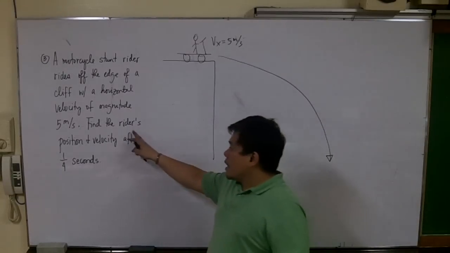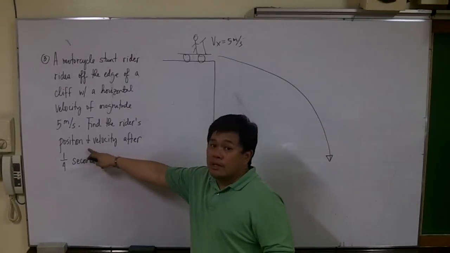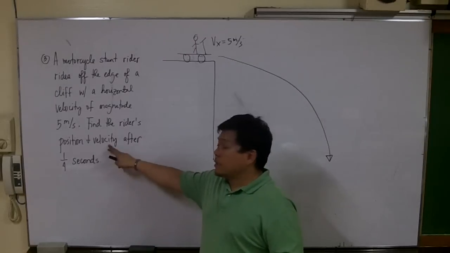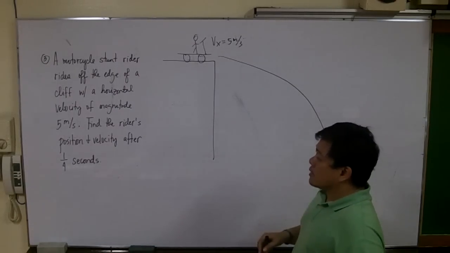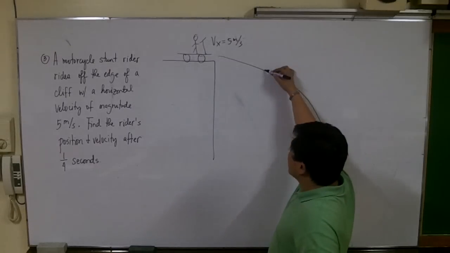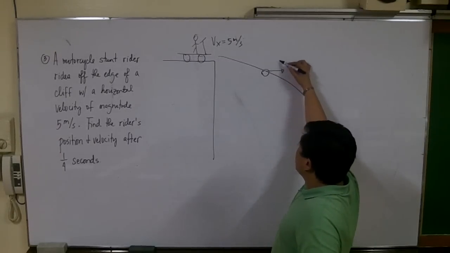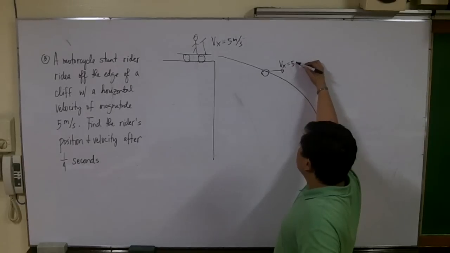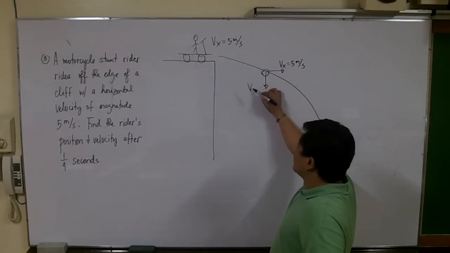In this problem, we are asked to solve for two quantities: first, the position and the velocity. Let us first solve for the velocity of the motorcycle stunt driver after 1/4 of a second. So somewhere along at this point, the v sub x remains the same at 5 meters per second, and the v sub y, we have to solve for that.